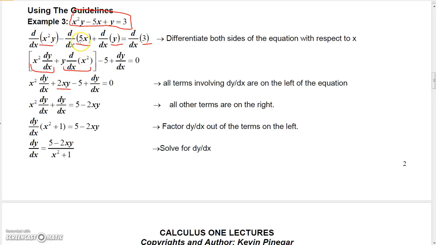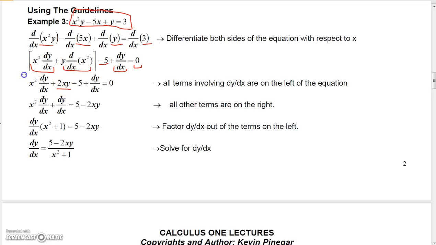And then here, the derivative of minus 5x with respect to x is just minus 5. And again, the derivative of y with respect to x is the derivative of y with respect to x. And the derivative of a constant is always 0. Okay, so now all I did in this next step was just rewrite this as 2xy.